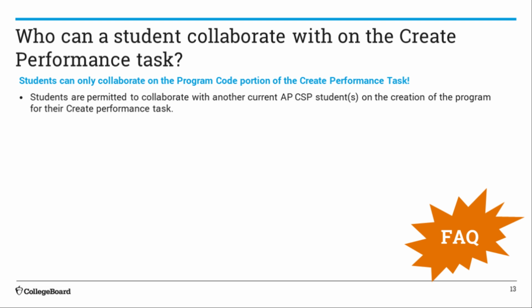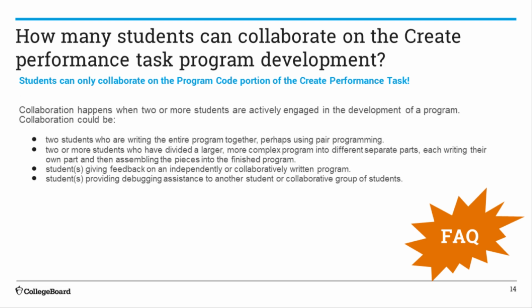A lot of students take this class online, and so they're maybe not at the same school, but they're all in the same CSP class. So it needs to be another current AP CSP student that you can collaborate with. And when we talk about collaboration, it can be 2 or more students.